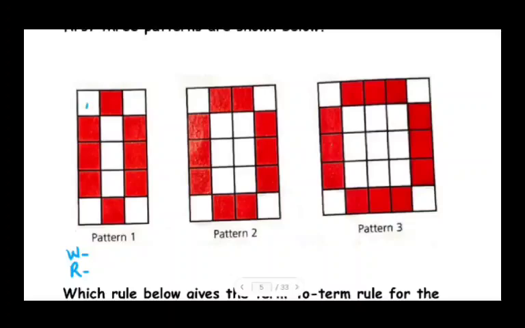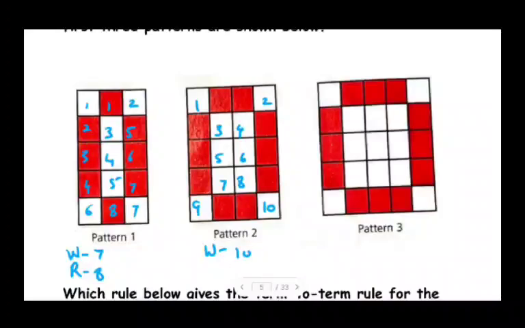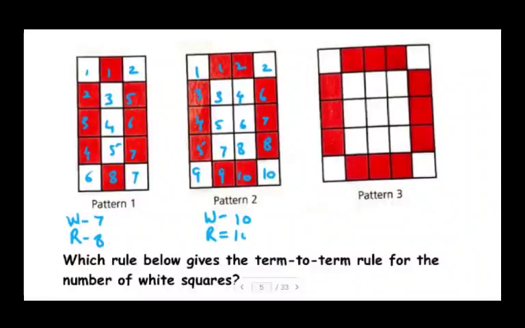So this one has 1, 2, 3, 4, 5, 6, 7. 7 white, and how many red? 1, 2, 3, 4, 5, 6, 7, 8. 8. How many white? 1, 2, 3, 4, 5, 6, 7, 8, 9, 10, and red: 1, 2, 3, 4, 5, 6, 7, 8, 9 and 10. So 10 red.